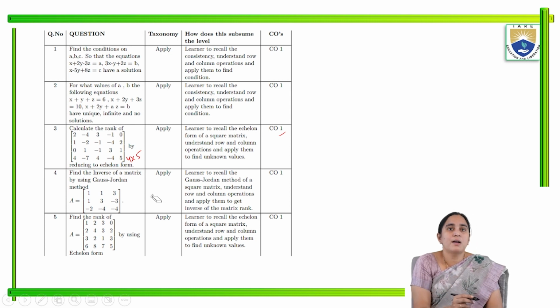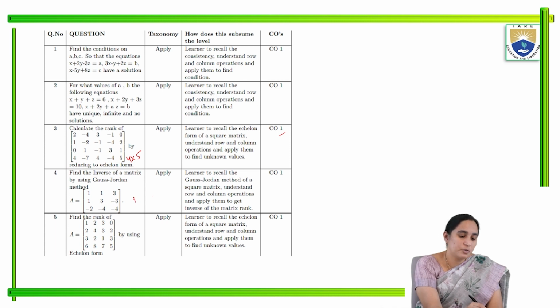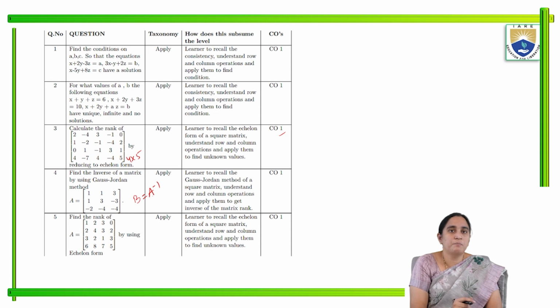Once again, find the inverse of a matrix by using the Gauss-Jordan method. What is the formula for that? A = B·I. From that, we get B = A inverse. We have to apply the formula using only row operations. From that, we get the B matrix, and that B is called the A inverse.